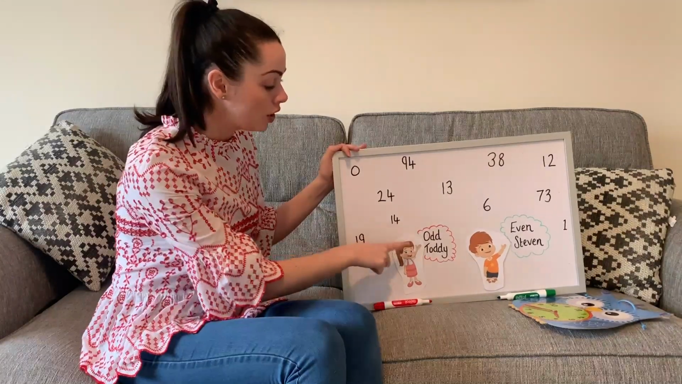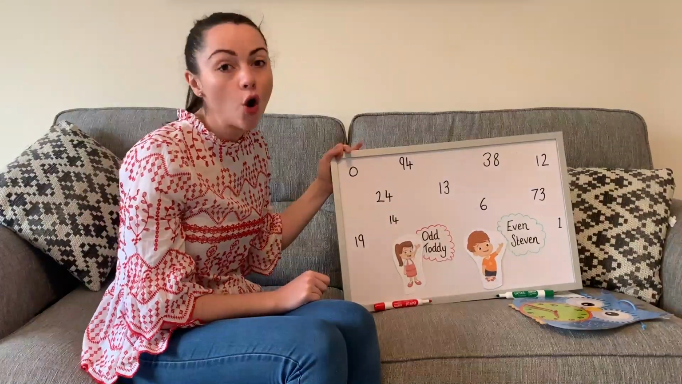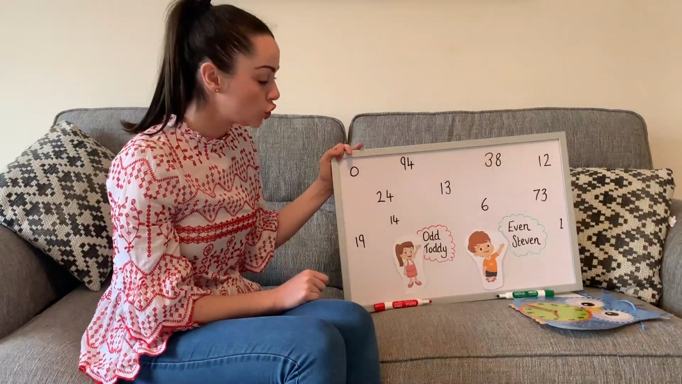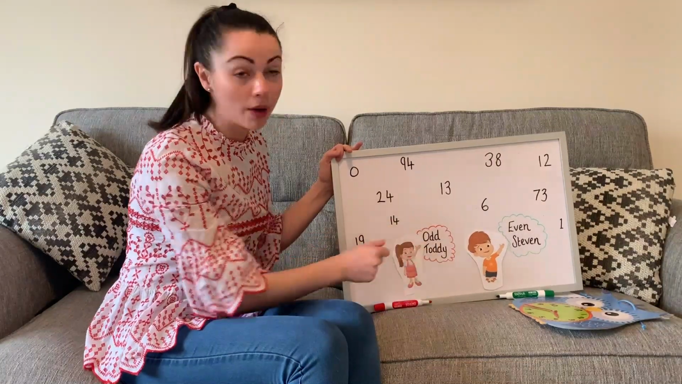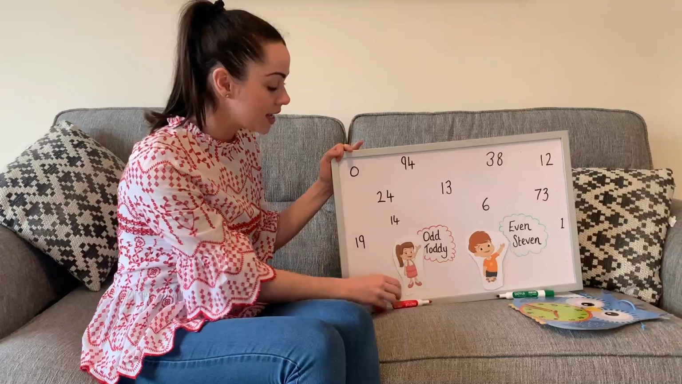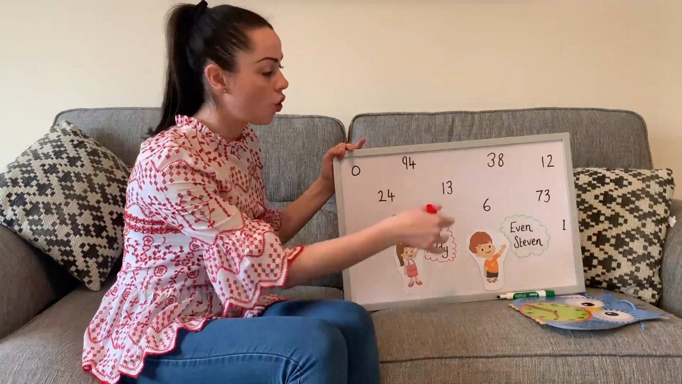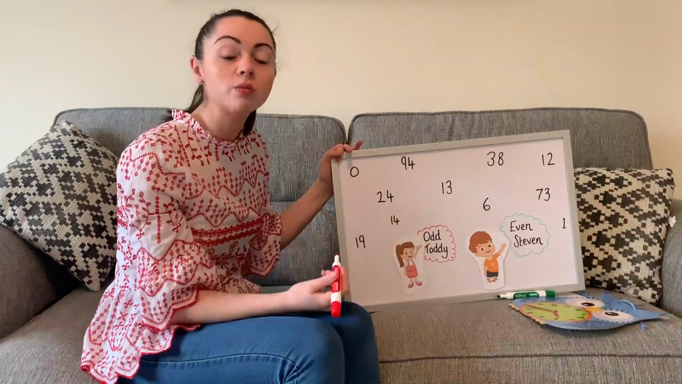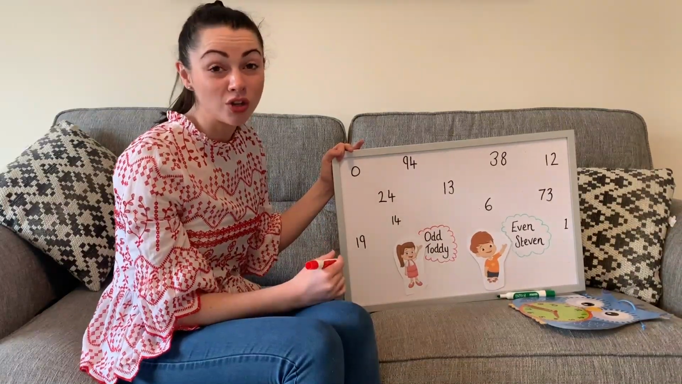So for Odd Toddy, she wants us to get back all of the odd numbers. So I have given her a little red bubble. You could give her whatever colour bubble you want. And here I have my red marker. So we're going to go off now around the board, and we're going to see if we can give Odd Toddy back all of her odd numbers.